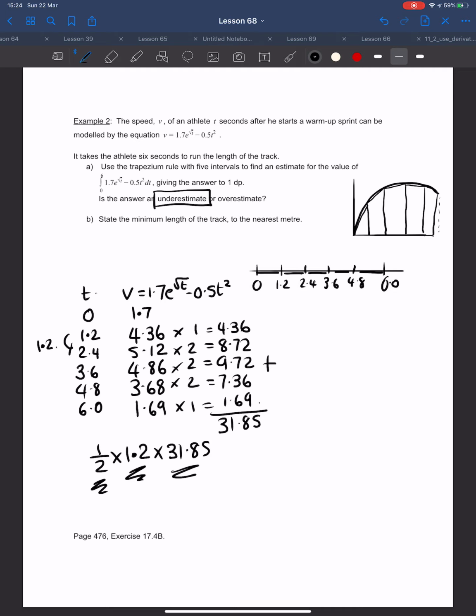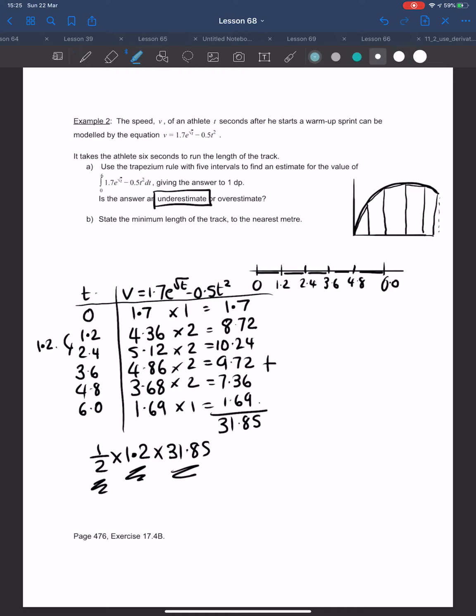Oh, do you know what? I've missed off. Sorry. That one should be times 2, and that one's times 1 up there. I didn't do it very well there. 1.7. 4.36 times 2, 8.72. Let's get this right. 8.72 is that one. This one is 10.24. Okay, right, add them up again. 1.7 plus 8.72 plus 10.24 plus 9.72 plus 7.36 plus 1.69.